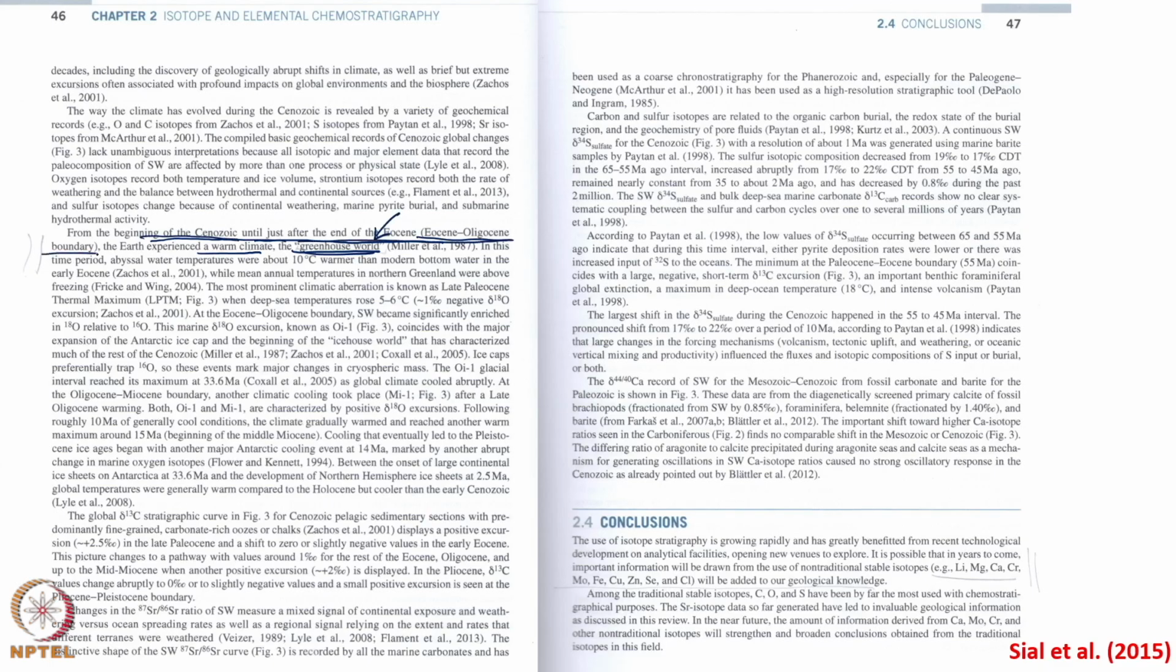Isotope stratigraphy is growing rapidly, and it has benefited from recent technological developments and analytical facilities, opening new ventures to explore non-traditional stable isotopes such as Li, Mg, Ca, Cr, Mo, Fe, Cu, Zn and Cl, which will add more geological knowledge in future. Amongst the traditional stable isotopes, carbon, oxygen and sulfur, remember these three have been by far the most used within the chemostratigraphic realm.